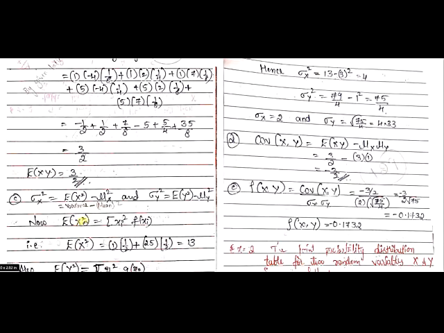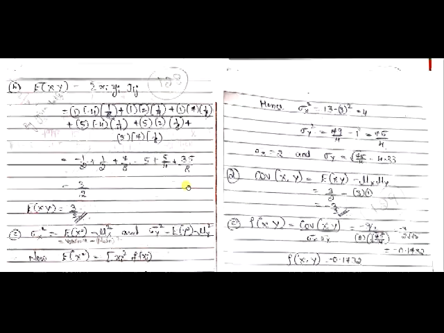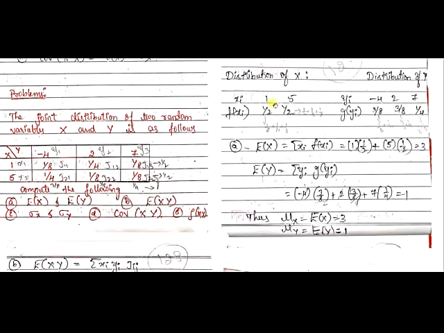E of x square, or variance, is equal to summation xi square f of xi. Xi square is taken from the distribution of x, that is 1 and 5, with probabilities 1 by 2 and 1 by 2. So it is x1 square f of x1 plus x2 square f of x2: 1 square into 1 by 2 plus 5 square into 1 by 2. 1 square is 1 into 1 by 2 plus 5 square is 25 into 1 by 2. That will give you 13.